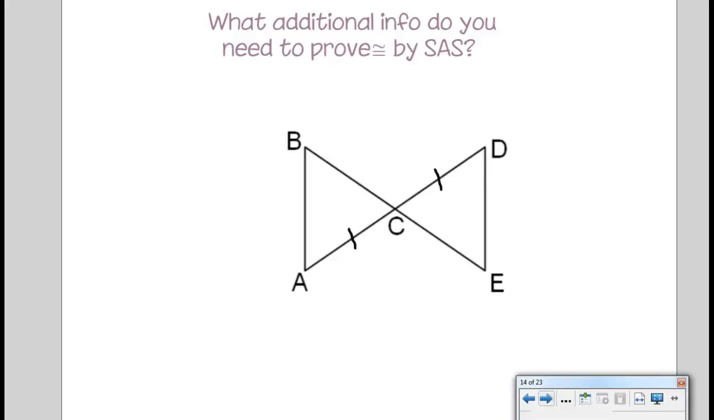Side angle side again. Let's see. Oh, okay, that makes them easier when you complain about them. That just makes them easier.